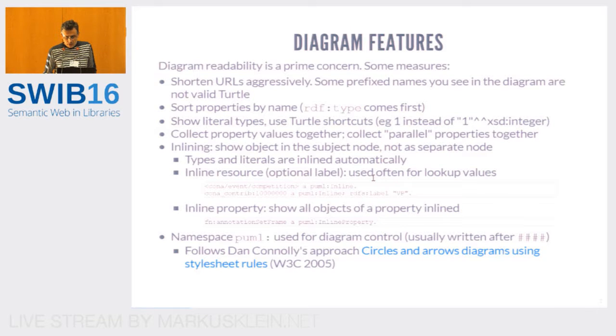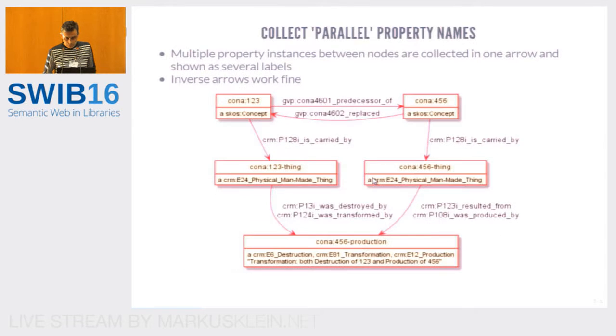I also handle reification and similar other specialized kind of things. We'll see them later. So this is an example of arrows that collect the property names. In this case, we have several properties connecting to nodes, and to save space, we display them this way. This is from CIDOC CRM modeling the Getty CONA aggregation of cultural objects.